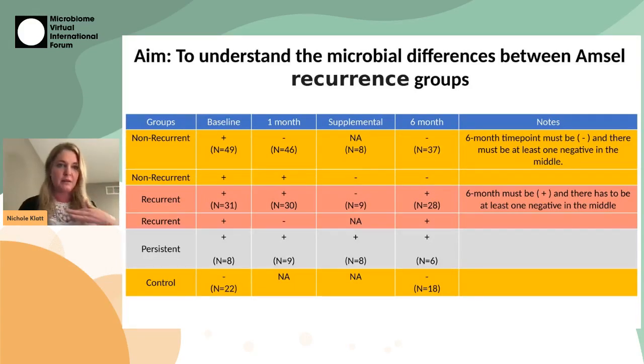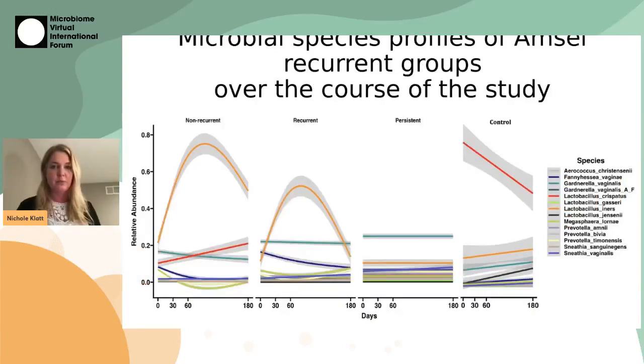So basically they were given the metronidazole, and it works. At 6 months, they either still did not have BV, or they did recur, whether at that 30-day or 6-month time point, or they never cleared it at all, so they were persistent. Despite 2 treatments of metronidazole, they continued to be BV positive. And then, like I said, our control groups.